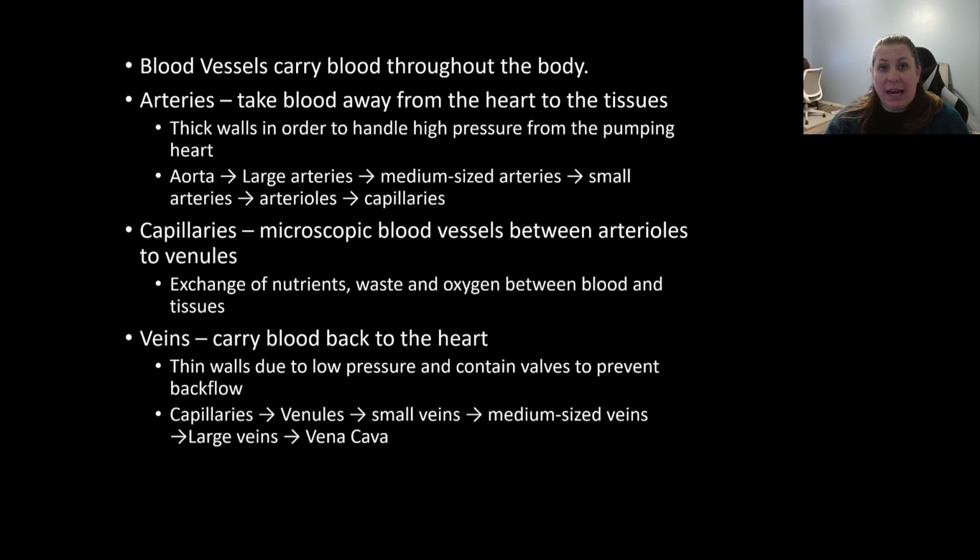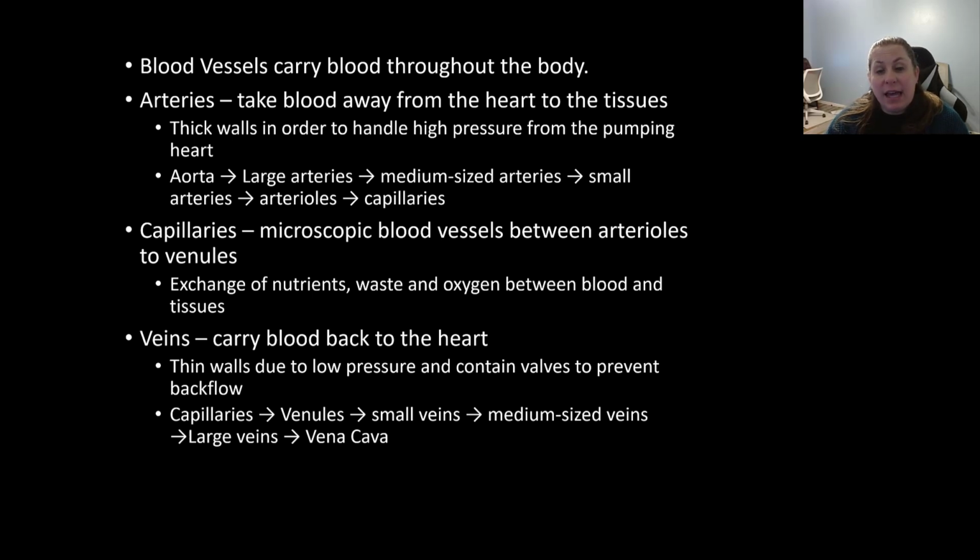These then are going to attach to capillaries. Capillaries are where the actual gas exchange takes place. These are microscopic blood vessels, and this is where the exchange of nutrients like sugars, proteins, fats happen, as well as oxygen and carbon dioxide between the tissues and the blood.